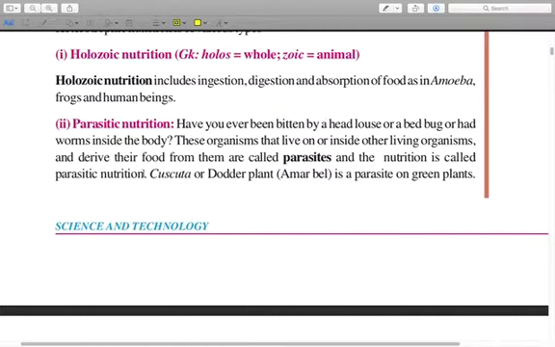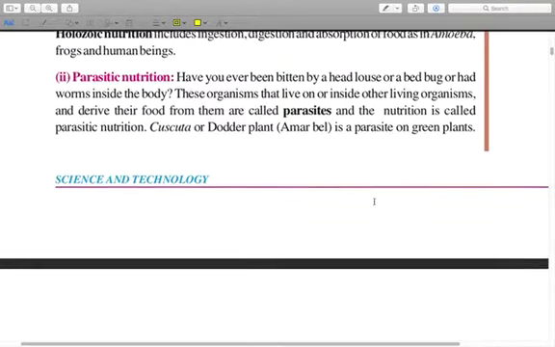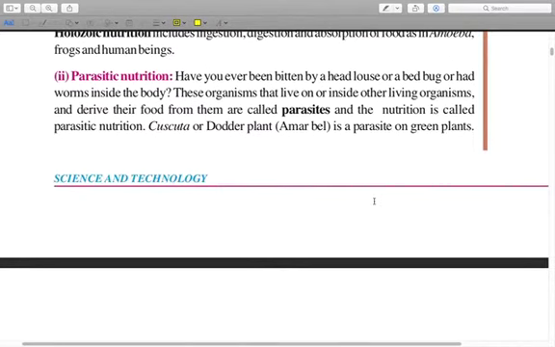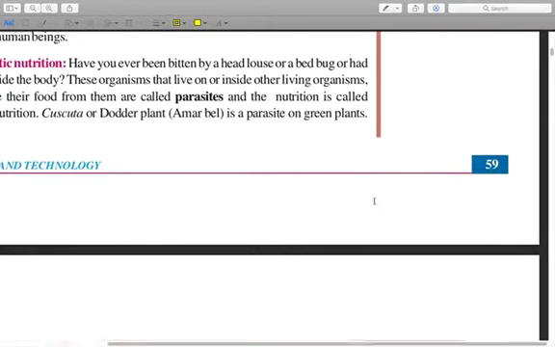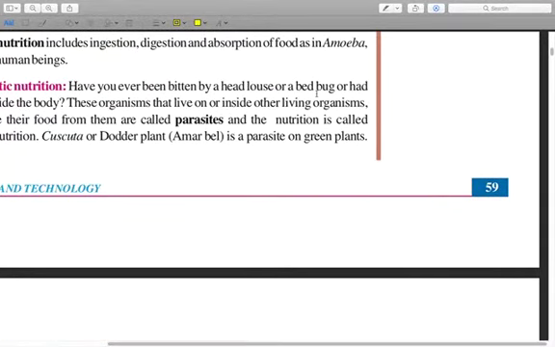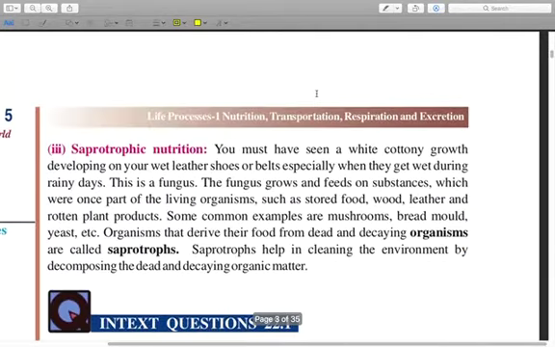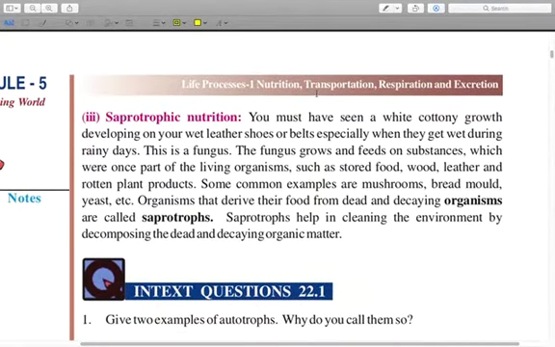They have given an example: cuscuta or dodder plant is a parasite on green plants. Just an example. Okay, some plants they have given. I gave an example, right? Head louse, that is pain on our head, that's a parasite. And the third one is saprotrophic nutrition.